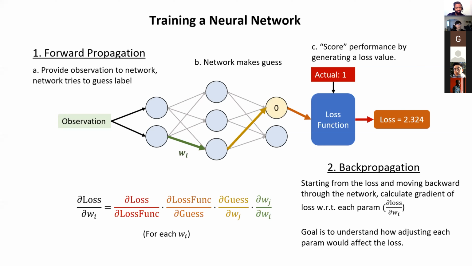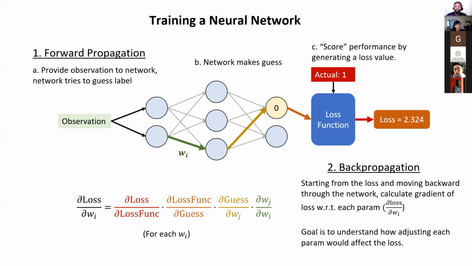And after that happens, you move on to the second stage, which is backpropagation. We start from that final box and move backwards along the edges. You calculate the gradient of the loss with respect to each network parameter. The reason we do this is to understand how adjusting each of these parameters would affect the loss. Because again, we're trying to minimize the loss based on the network params.